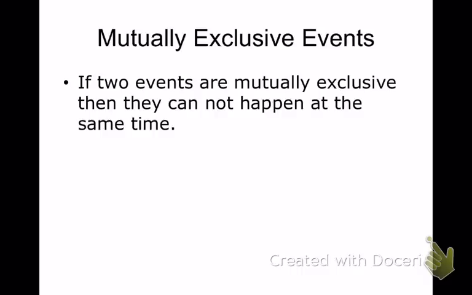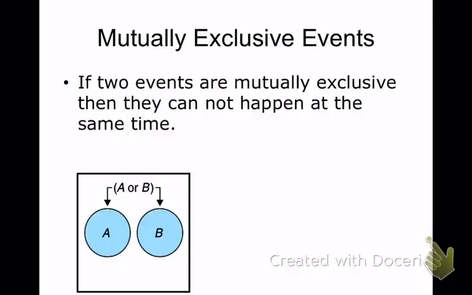All right, so mutually exclusive events. If two events are mutually exclusive, then they cannot happen at the same time. So when we say mutually exclusive, they are completely separate of each other. When one happens, the other one is not concurrently happening. So like a die and a coin, they would have no outcomes in common.